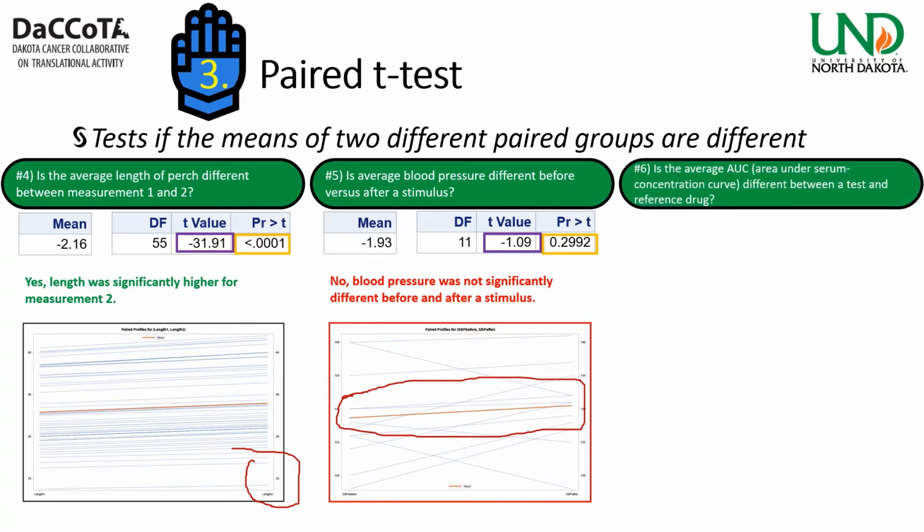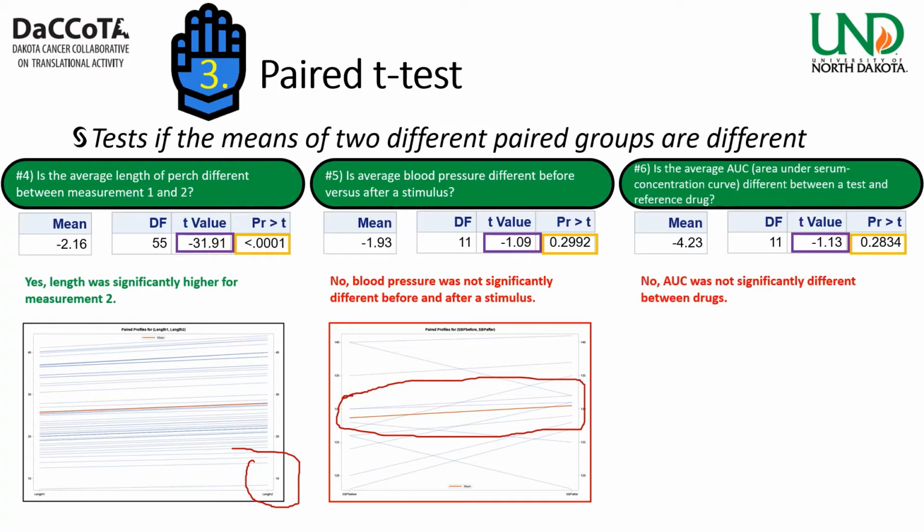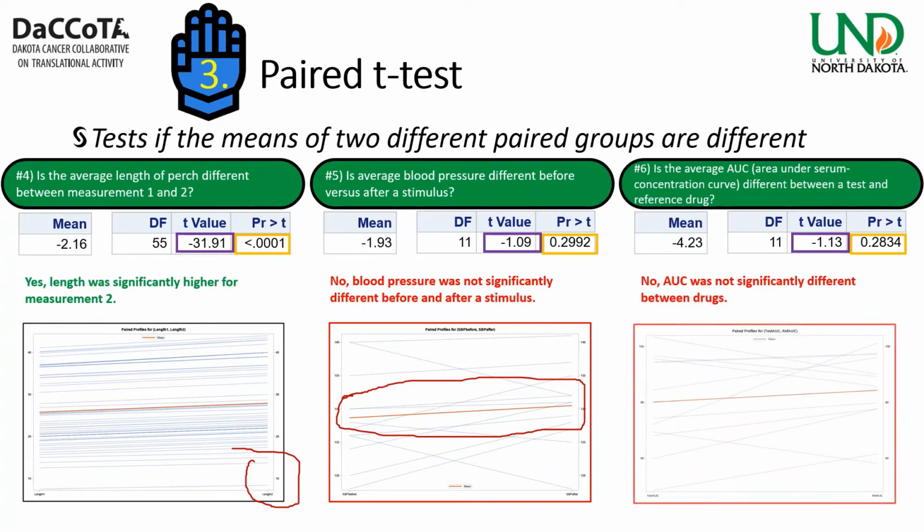And we could ask another question, more health related, like 5 was. Is the average area under the serum concentration curve different between a test and a reference drug? So again, these are in the same individual. So this was, again, not significant between drugs. So there's the test and the treatment. And again, the line is a little steeper, but it kind of washes out. There's not a significant relationship.